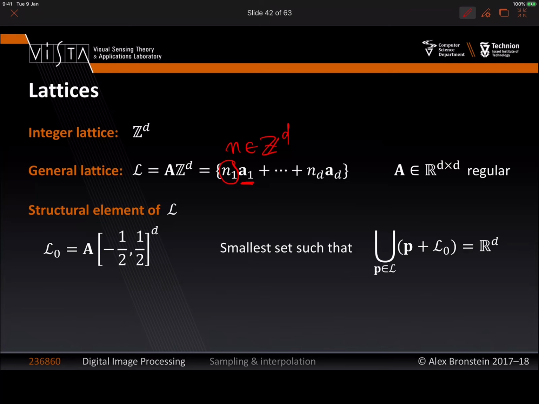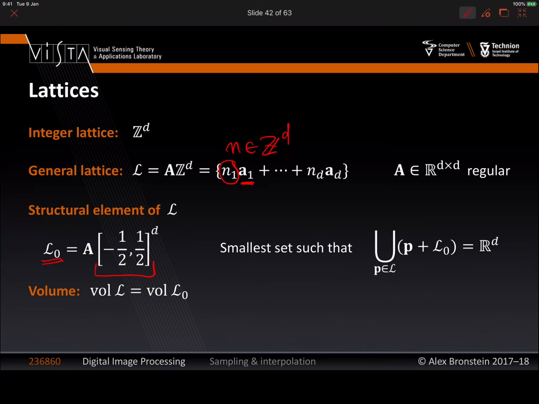So I will canonically say that the structural element of the integer lattice is this d-dimensional unit cube, right? If you take the union of all the replicas of all the translations of this unit cube, you will get exactly R^D, okay? And in the case of the general lattice, I will denote by L0 the structural element of the lattice. It will be just the same linear transformation A acting on the unit cube, okay? And I will say the volume of the lattice, actually referring to the volume of the structural element. What is the volume of the structural element of the integer lattice?